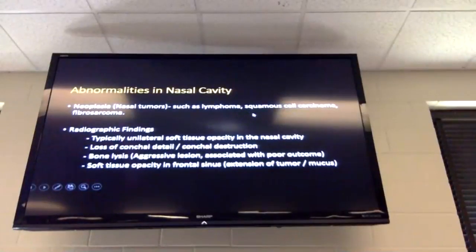Common neoplasia that occur in nasal cavities are lymphoma, especially in cats. Squamous cell carcinoma can occur in both dogs and cats. Fibrosarcoma, again, dogs and cats. Okay. Radiographic findings associated with neoplasia: you will see soft tissue opacity in the nasal cavity, and typically this is unilateral. So basically you are comparing the nasal cavities on the right side versus the left side, and you should be able to pick it up. And depending upon how aggressive the lesion is, if it is aggressive, you will see bony lysis. So what bones are in the nasal cavity? There is the vomer bone, and there is the maxillary bone that may get lysed. So you should look at the bony structures. And then, like I said, whenever you are evaluating the nasal passage, also take a look at the cribriform plate, whether it is destructive or not. Okay.